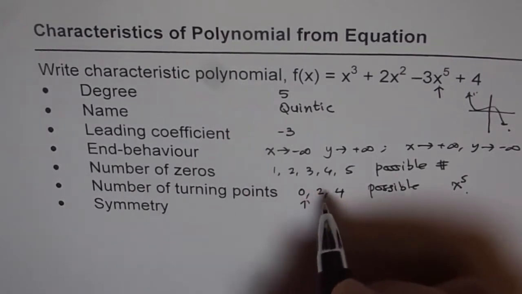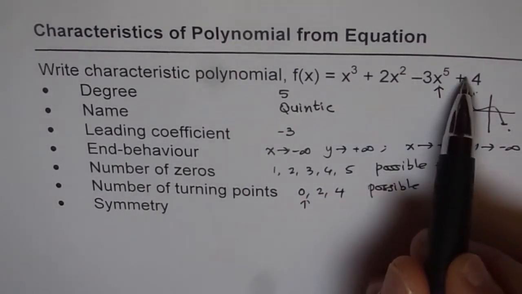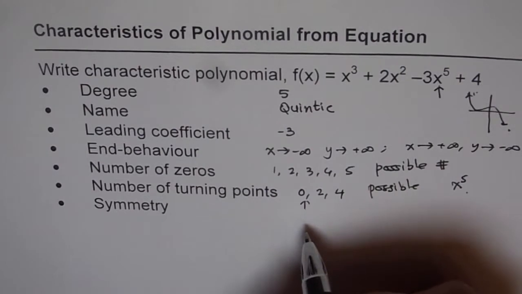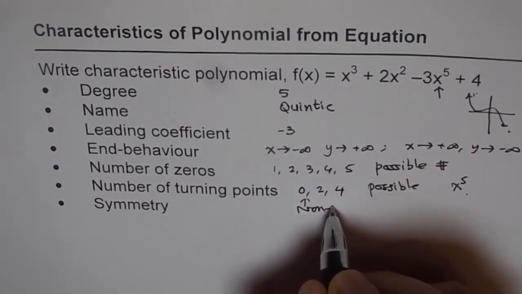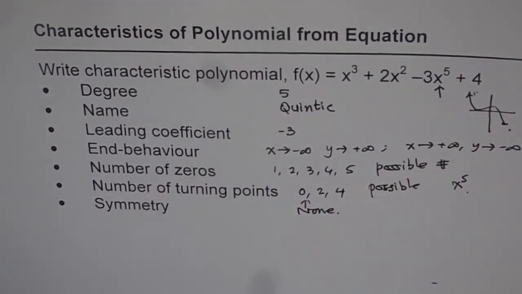Now symmetry. So since we have odd and even powers here, we are sure that symmetry is none. So that is how you can answer these kinds of questions.